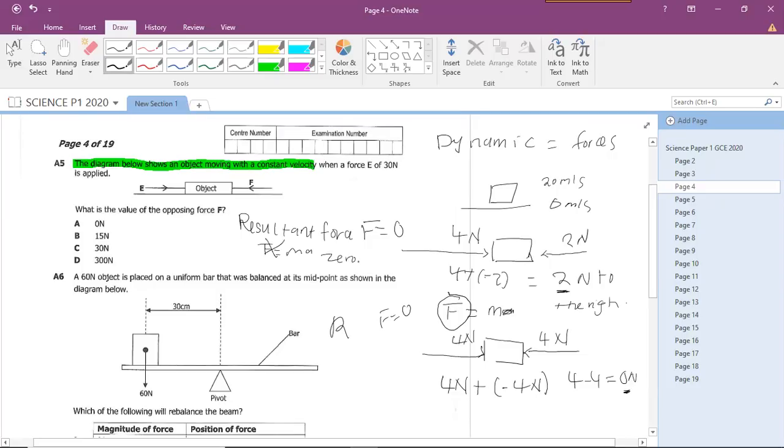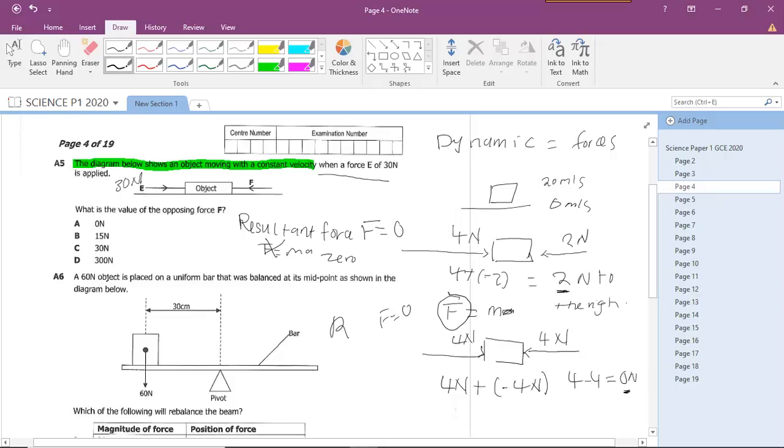How is there 0 acceleration? How can there be a resultant force of 0? It is when the force acting to the left and the force acting to the right are equal in magnitude but opposite in direction. So it's at constant motion when a force E of 30 newtons is applied. So we're applying 30 newtons there.